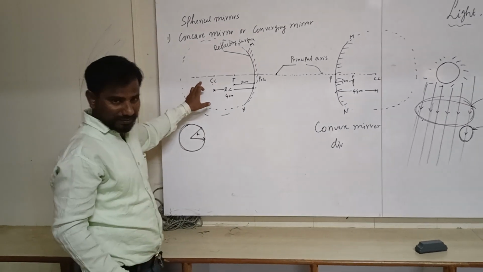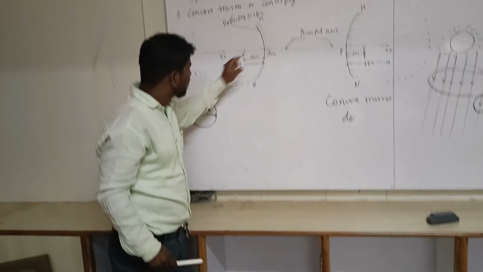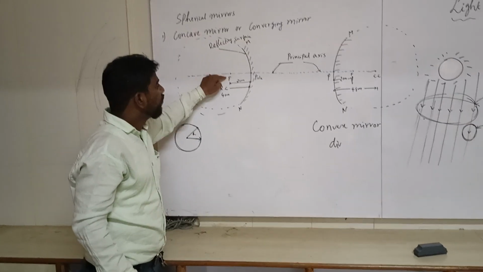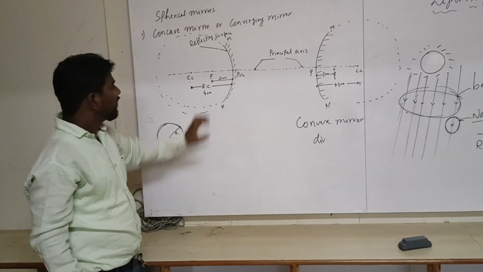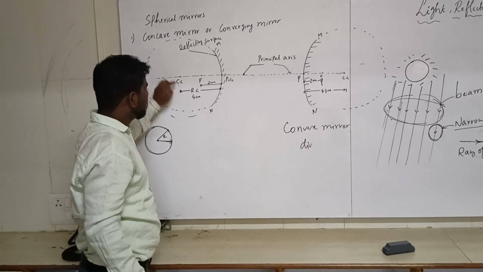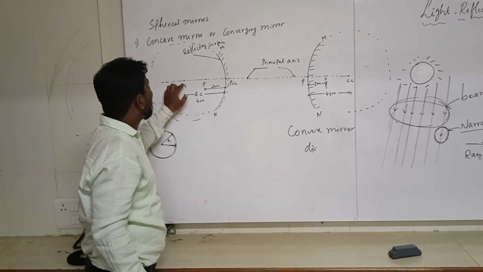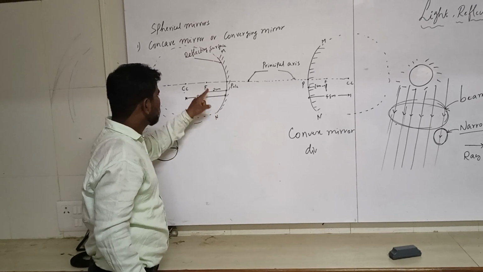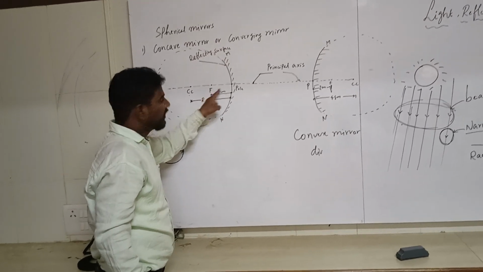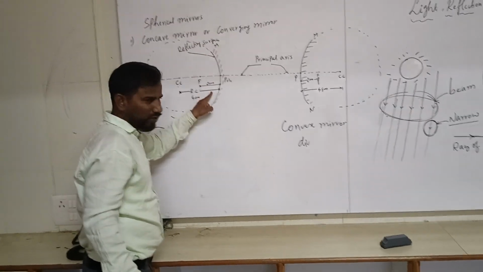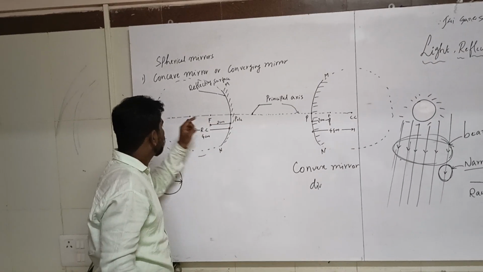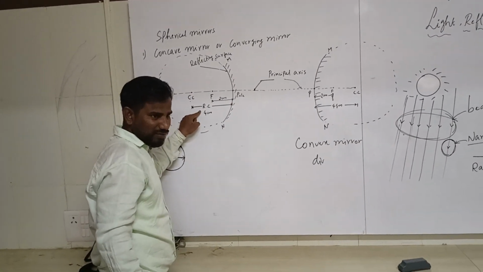The principal axis is the imaginary line which passes through the center of curvature, the focus, and the pole. The distance between the pole and the center of curvature is called the radius of curvature, and half of the radius of curvature is our focus. The distance between the pole and the focus is called the focal length.